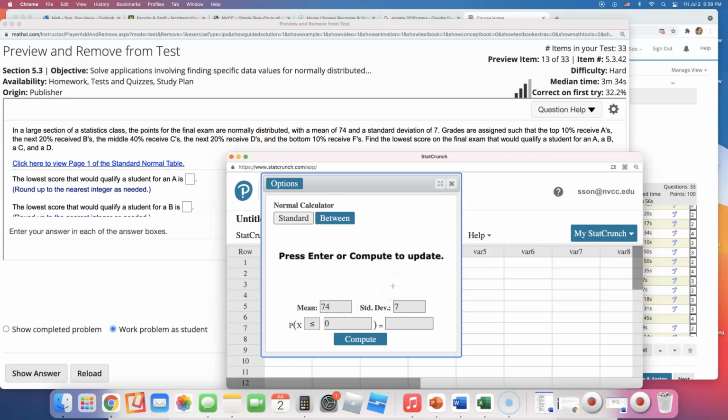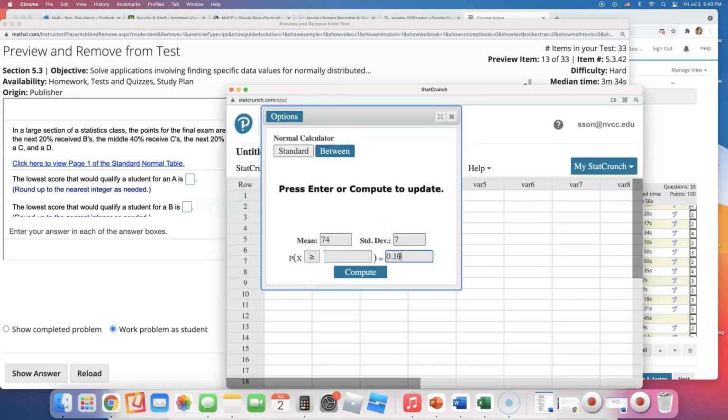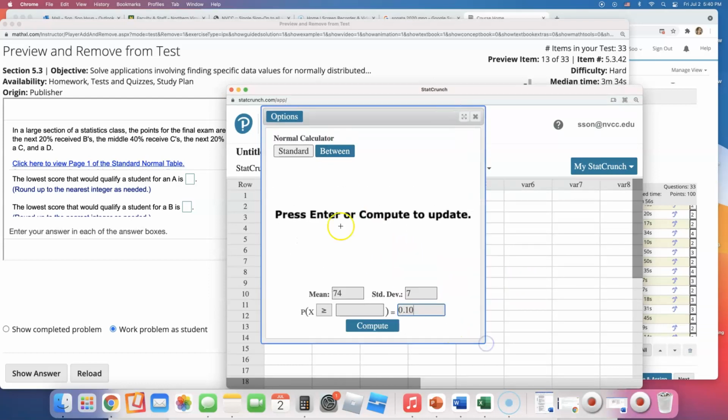So first, what do I have to make on this exam to get an A? Which means, what's the lowest score I need to be in the top 10%? So take a look at what I do. I'm going to change it to x is greater than or equal to a blank. This is where the answer will pop up. What I will tell it is I want the probability to be 10%, and 10% in decimal is 0.10. When we click on compute, the answer will pop up right here.